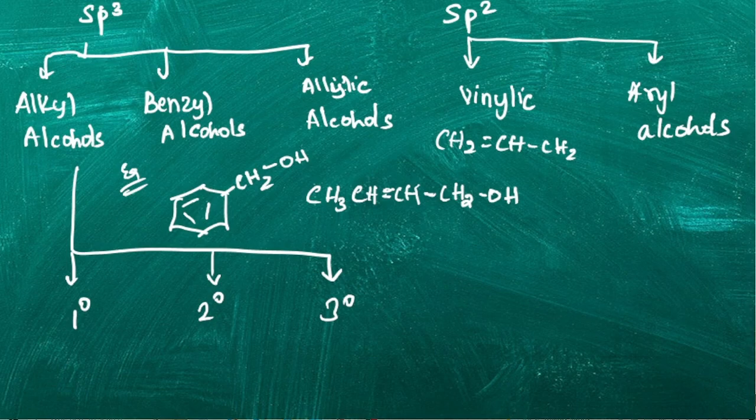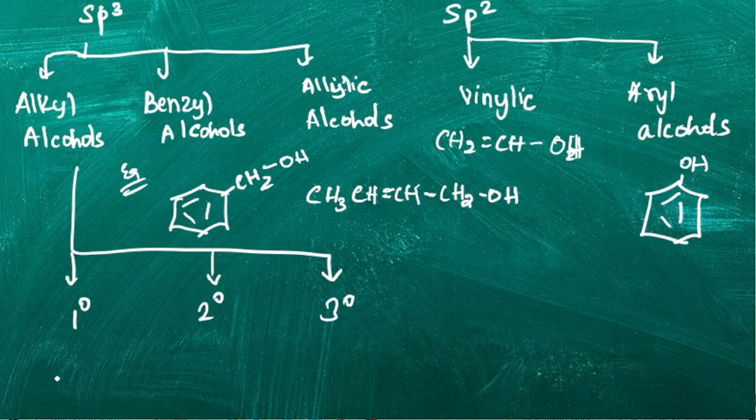CH double. Here, if you are getting the attachment of OH, then it is called a vinylic halide. Directly to the sp2 hybridized carbon, you are attaching the OH. That is vinylic alcohol. Aryl alcohol: to the benzene ring, if you are directly attaching your OH, then it is called aryl alcohol.